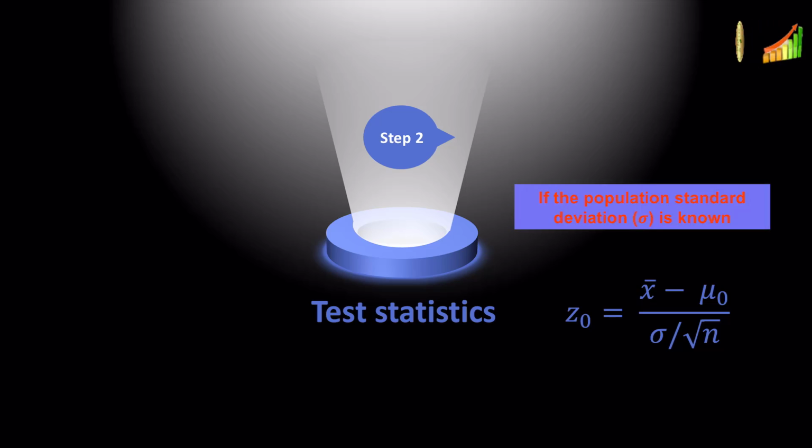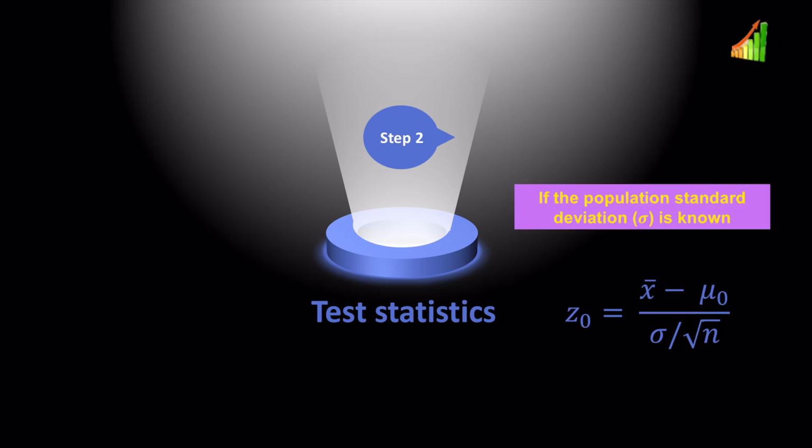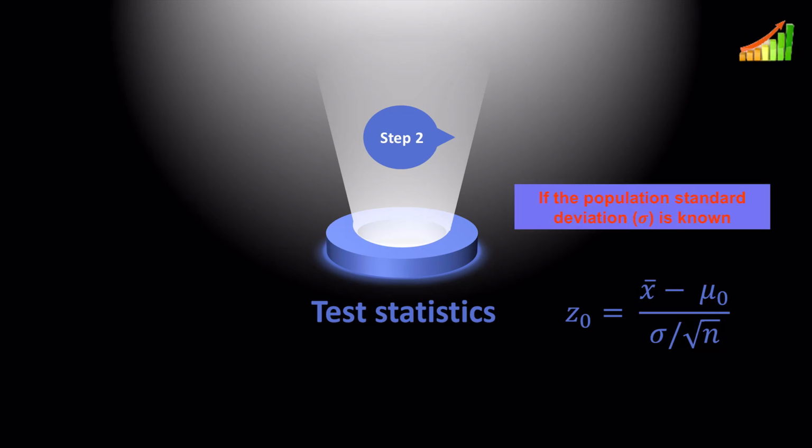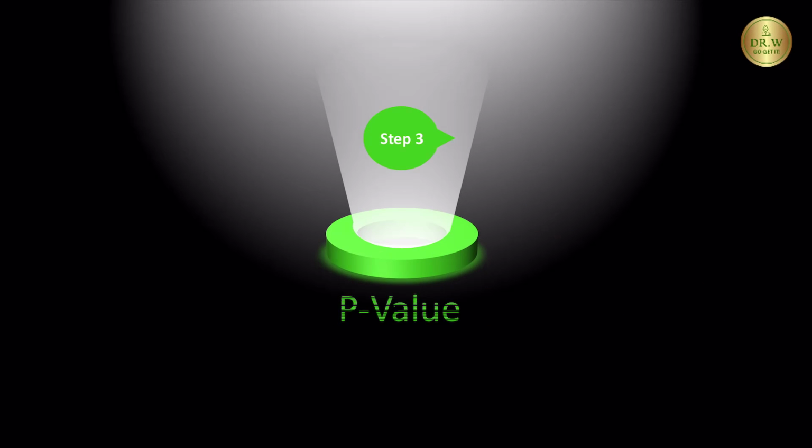Sigma is the population standard deviation. Even if you know the population variance, then you know how to find sigma. Get the square root of the population variance. Once we have the test statistic, we go to step 3. So what is step 3? To find the p-value.